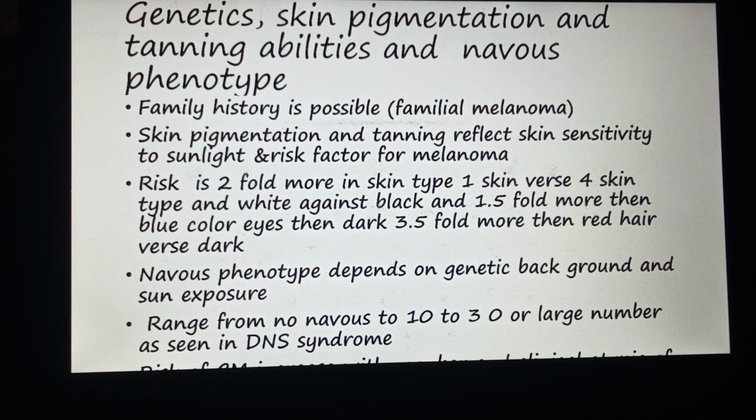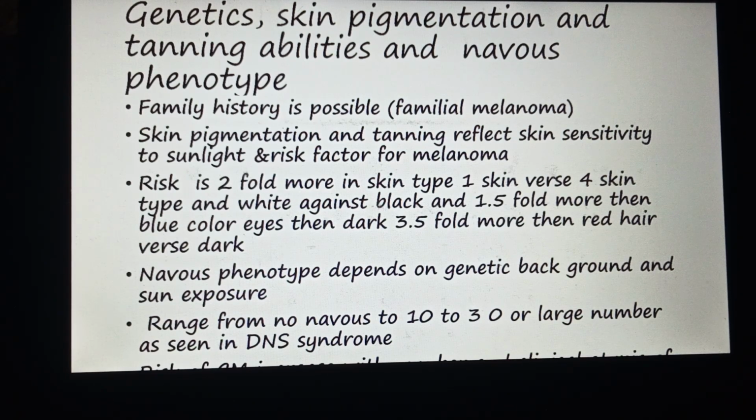Genetic factors, skin pigmentation and tanning abilities, and nevus phenotypes. Genetics is also involved, especially when family history is positive, for example, familial melanoma. Skin pigmentation and tanning abilities reflect skin sensitivity to sunlight and are a risk factor for melanoma formation.